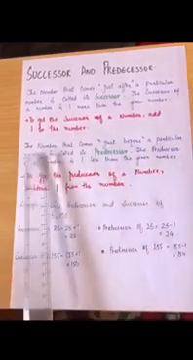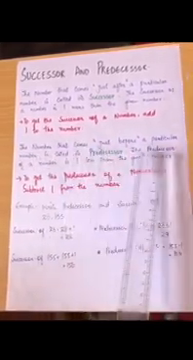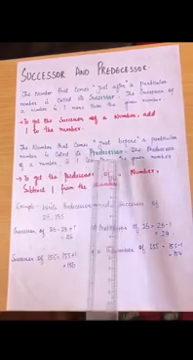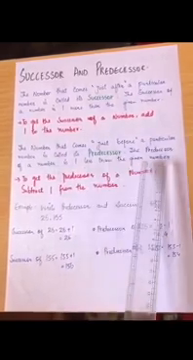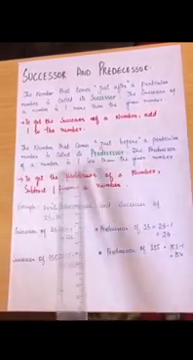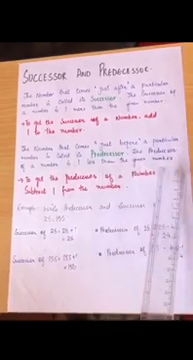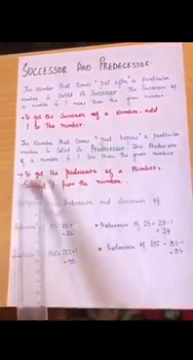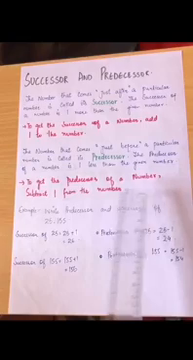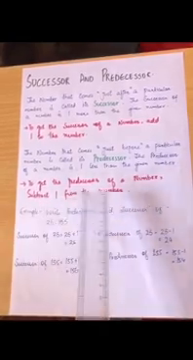Now, the number that comes just before a particular number is called its predecessor. The predecessor of a number is 1 less than the given number. And to get the predecessor of a number, subtract 1 from the number.